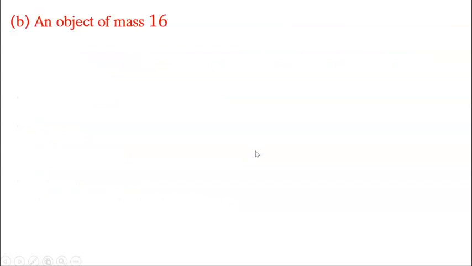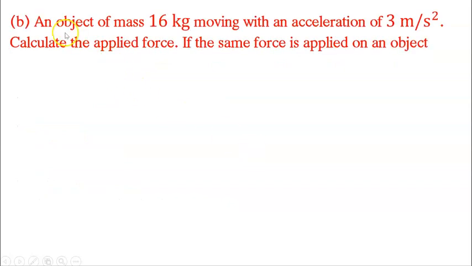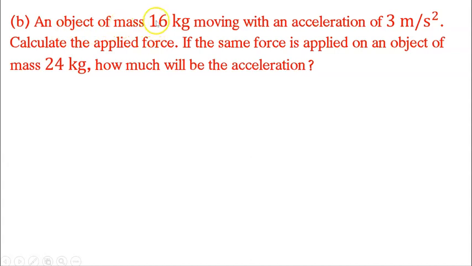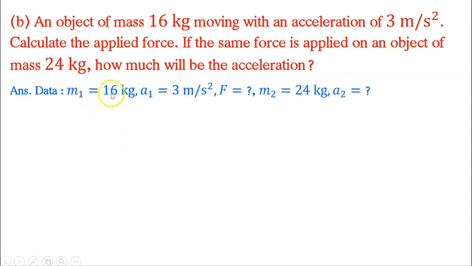Now next, an object of mass 16 kilograms is moving with an acceleration of 3 meters per second square. Calculate the applied force. If the same force is applied on an object of mass 24 kilograms, how much will be the acceleration? Now here m1 is 16 kilograms, a1 is 3 meters per second square, F is unknown, m2 is 24 kilograms. We want to find out a2.